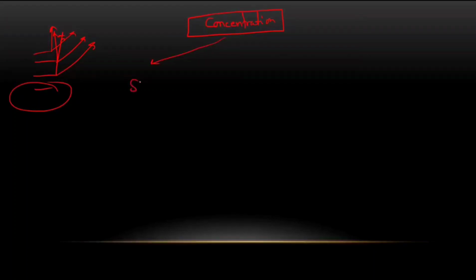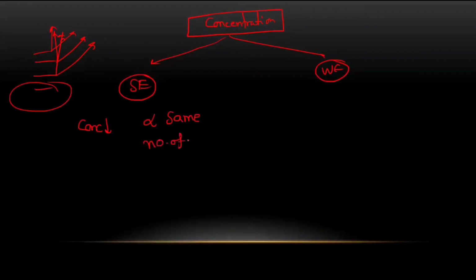How does concentration make a difference in conductance for a strong electrolyte or a weak electrolyte? First, let's see the strong electrolyte. Next, we will see the weak electrolyte. For a strong electrolyte, if concentration decreases, listen to me very carefully, alpha, the degree of dissociation, will be the same. That means the number of ions will be the same. But mobility will be higher.